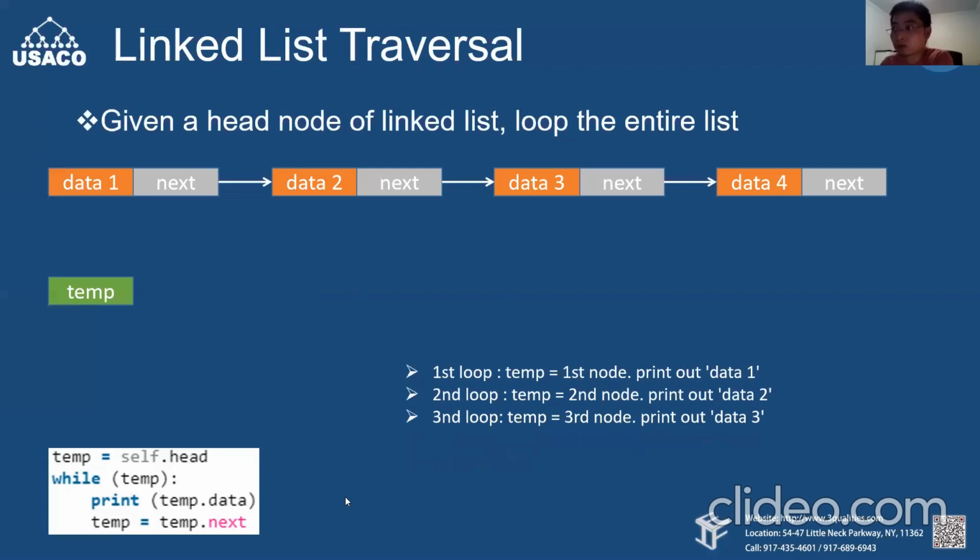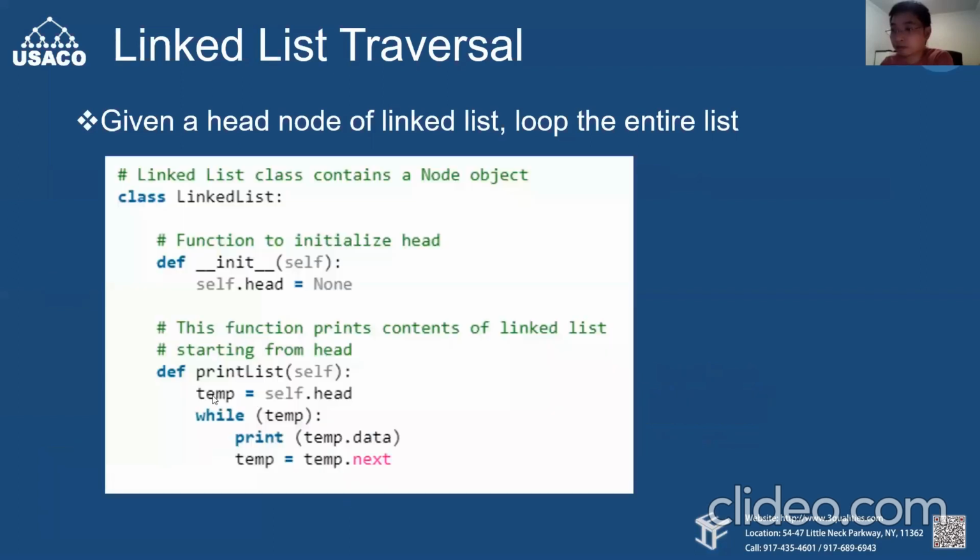Okay, so look at this slide again. First, set temp equal to head. While temp, print the value, then update temp to my next. Until what? Until the last node. Because the last node's next is none. So when temp equals none, the while condition will be false. The while loop completes. That's how we loop through a linked list.